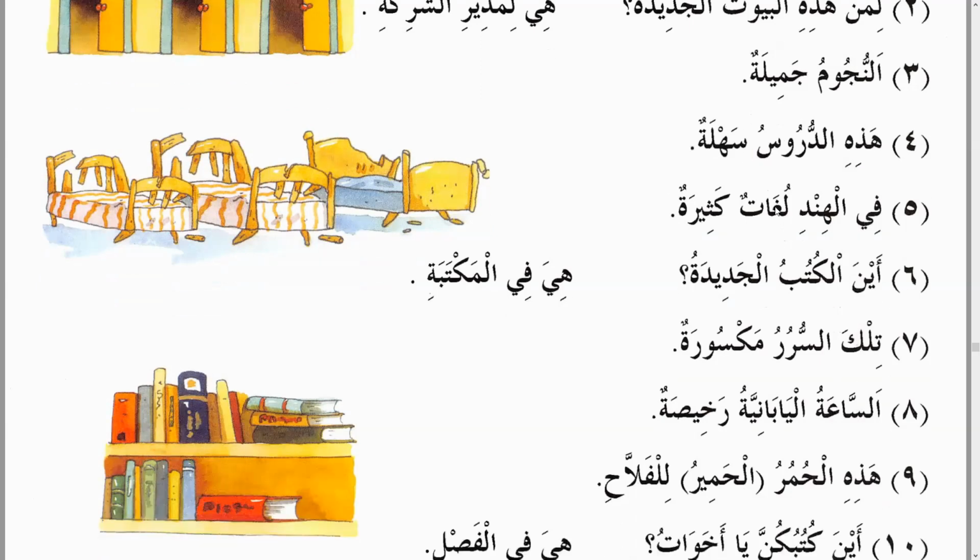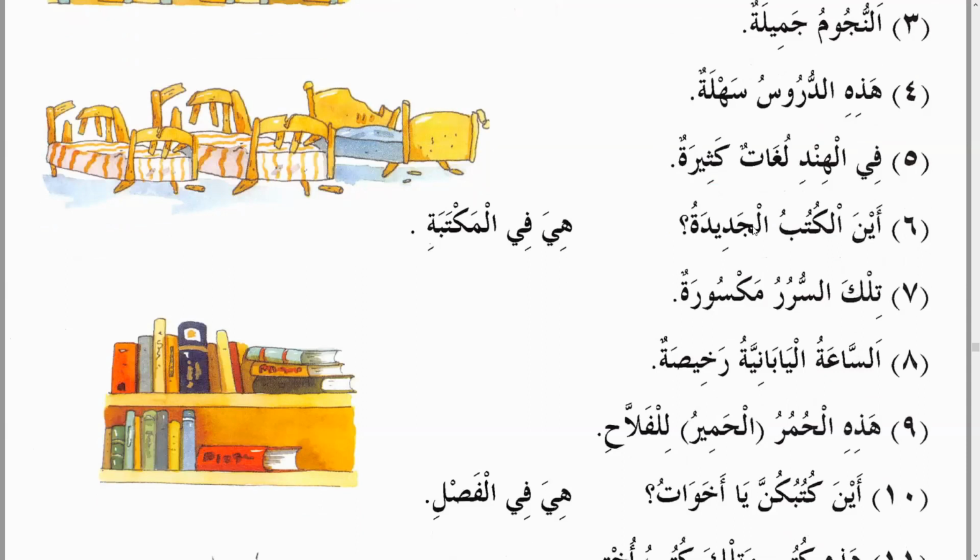Fil Hindi lughatun kasiratun. In India, there are a lot of languages. So this is also singular feminine, right? We should have said kasiduna or something like that, but because this is ghair aqil, because language is not an intelligent being, it is singular feminine. In India, there are a lot of languages. Lughatun is singular, and lugatun is the plural. Right? In India, there are a lot of languages.